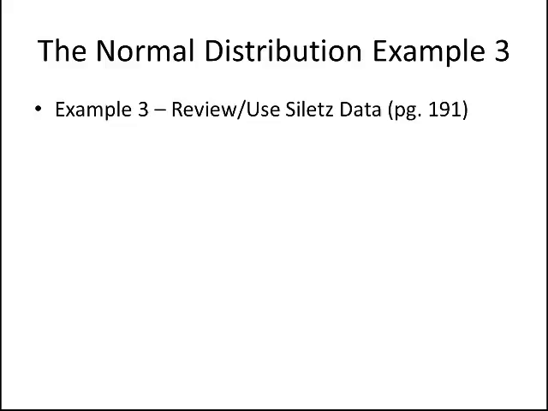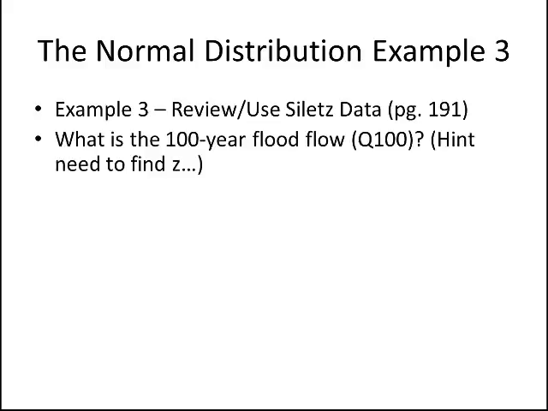Okay, so our third and final example here for the normal distribution is going to rely on the example straight out of the book. So you can open your textbook, and in this case, we're going to work with the Siletz data here, right? So I want you to review that. And so this is on page 191. And in this case, what the authors are asking is, what is the 100-year flood flow, right? They want to know what's the 100-year flood flow.